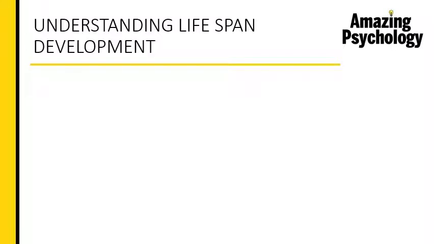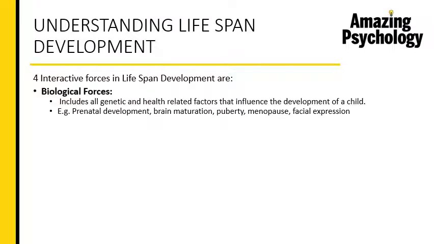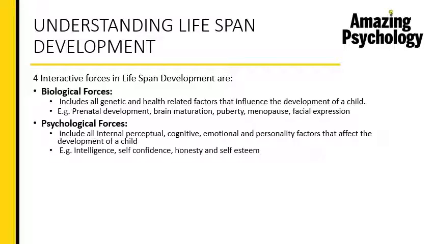Let's gain a brief understanding of lifespan development. There are 4 interactive forces that affect lifespan development. We call them interactive forces because all of them do not exist on their own. They are interconnected and are influenced by each other. The first is biological forces. It includes all the genetic material that a person is born with, as well as health-related factors that influence the development all through childhood. Some examples are prenatal development, brain maturation, puberty, menopause, facial expression. As you can see, all of these are biological factors that go through all human beings, at least all human beings who are healthy.